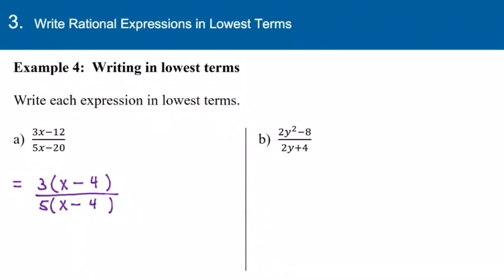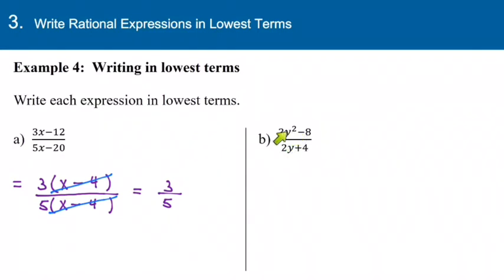Okay, now notice that we have 3 times x minus 4 in the top, 5 times x minus 4 in the bottom. So x minus 4 is a factor of both top and bottom, so we can cross out that whole thing. And now what we're left with is just 3 over 5. So that's how we reduce rational expressions. Let's do a similar thing over here on part B. So we have 2 times y squared minus 8 over 2y plus 4.